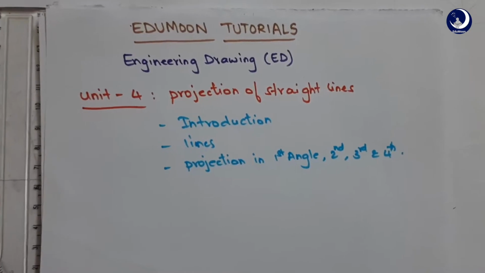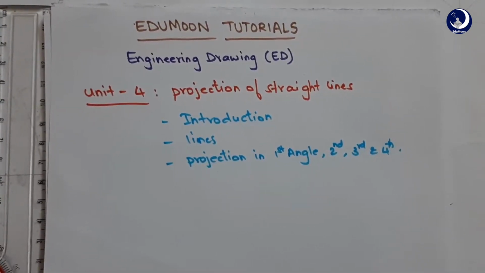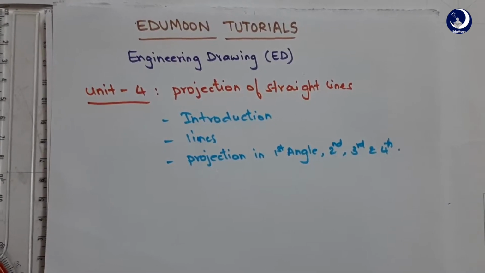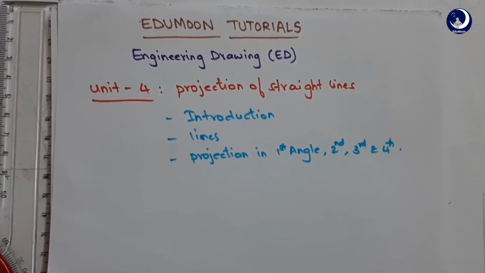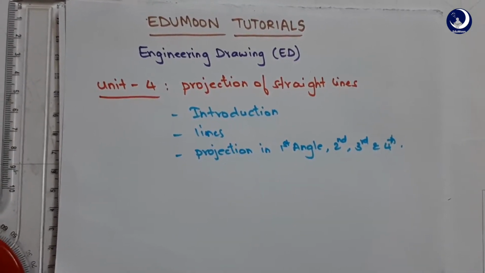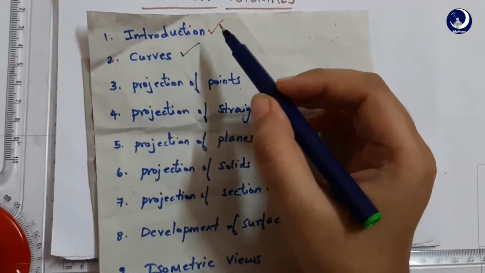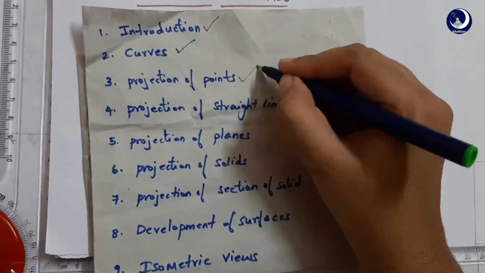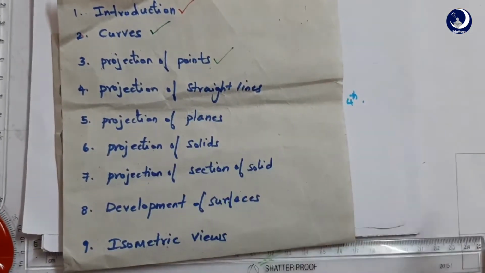From this video we will be discussing Unit 4. In the last video I completed Unit 3, which was projection of points. If you want to check out the previous units and Unit 3, you can check out my previous videos. So coming to Unit 4, it is the projection of straight lines. Till now we discussed introduction, curves, projection of points. Now we are going to discuss projection of straight lines.